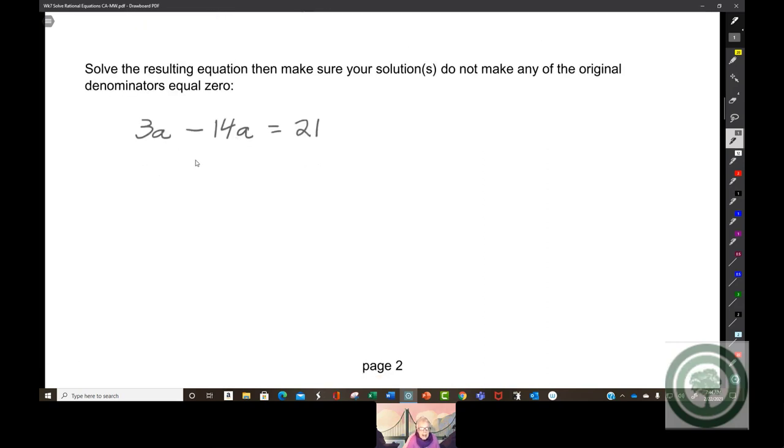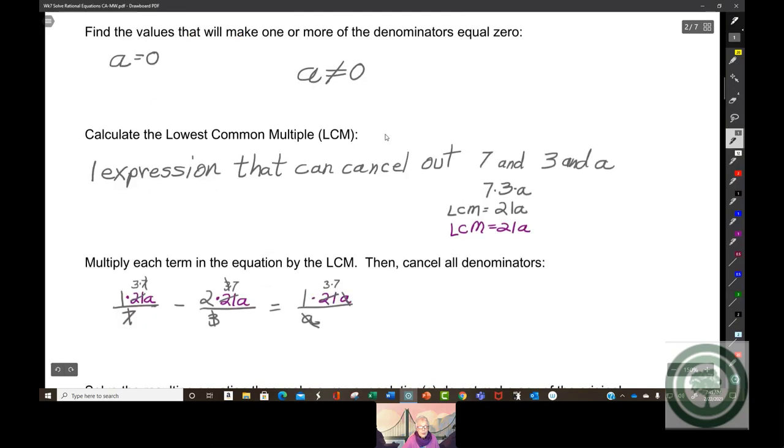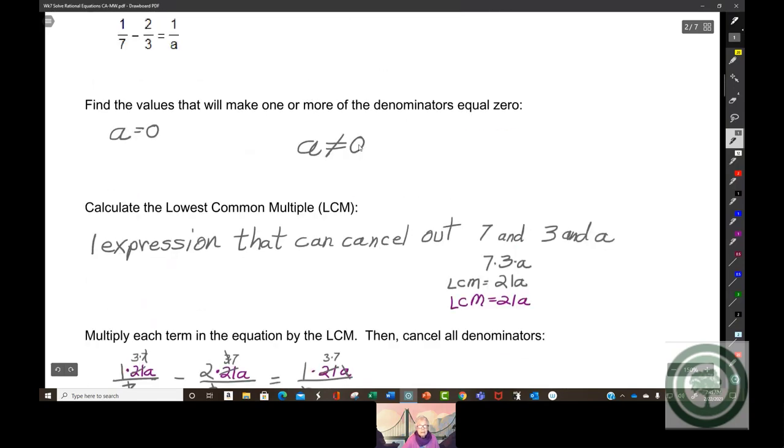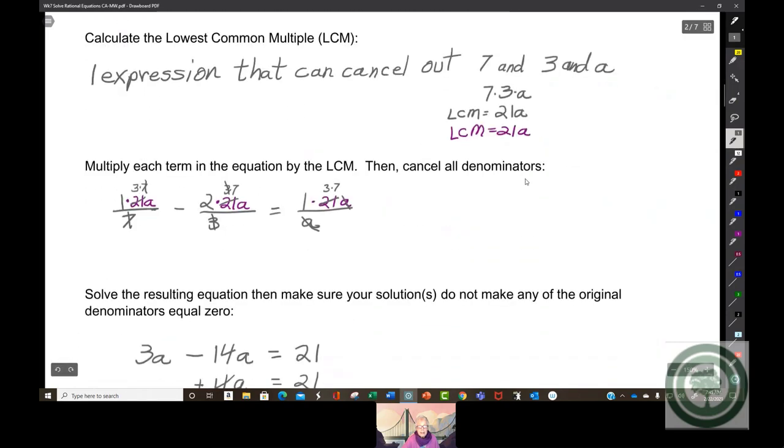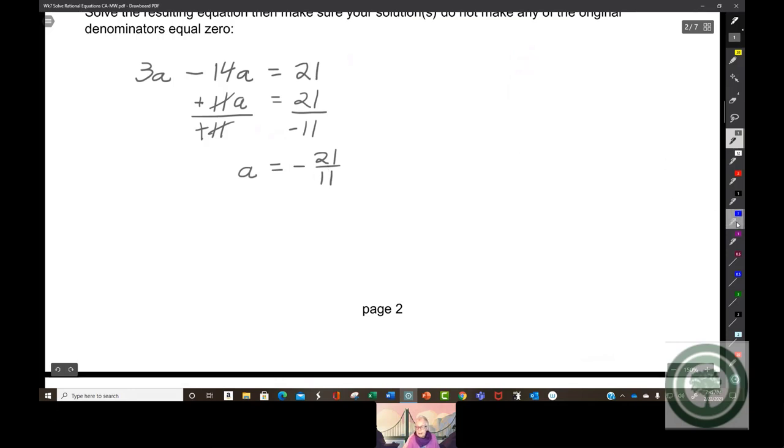So 3a minus 14a is negative 11a equals 21. And then I divide both sides by negative 11. The negatives cancel, the 11s cancel. I'm left with an a on the left and a negative 21 elevenths on the right. All I have to do is go back here and make sure that my answer is not this number. And then I can put this in the answer box. Ta-da!